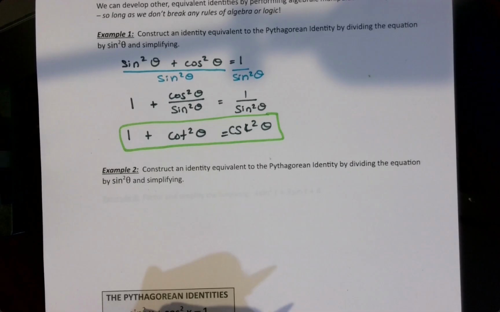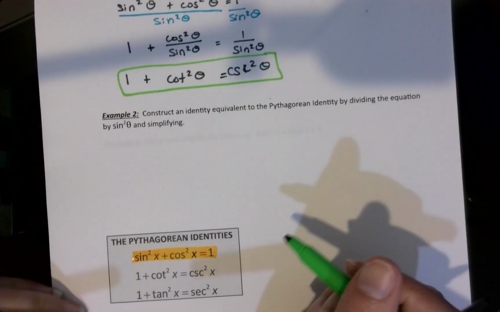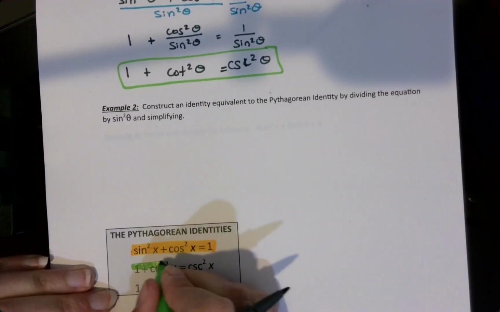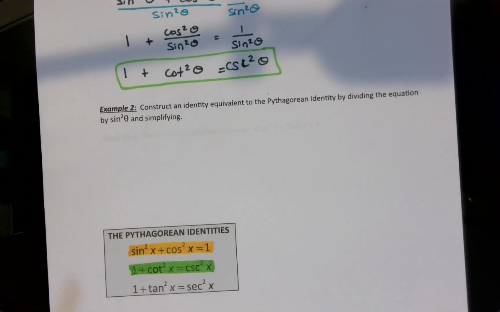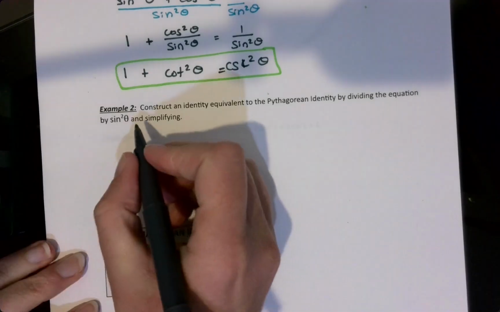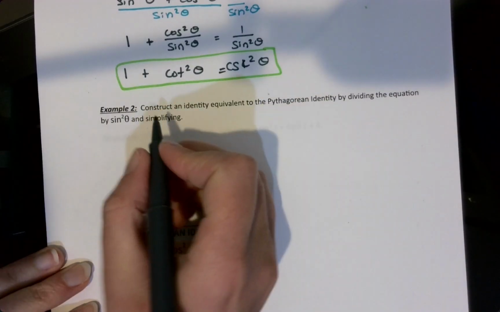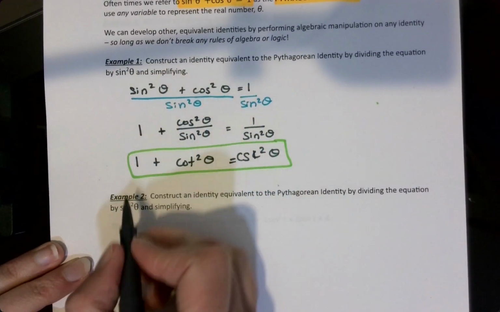And the third one we're going to get by taking that same initial, so I need to update my directions right here. We already divided by sine squared, so now we need to divide by cosine squared. So we're going to take that same initial, sine squared theta plus cosine squared theta equals 1, and we're going to divide both sides by cosine squared theta.